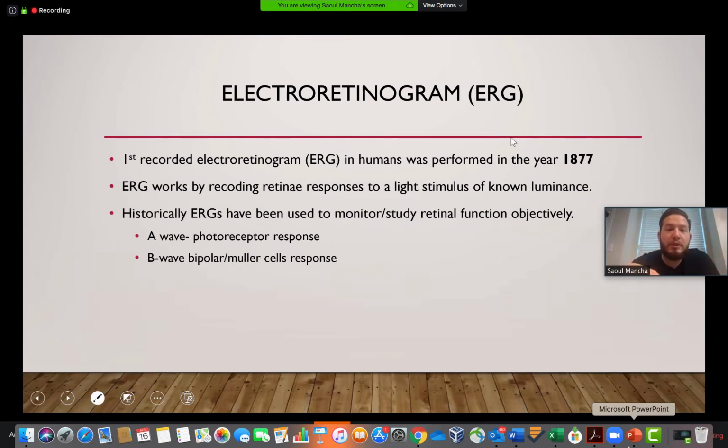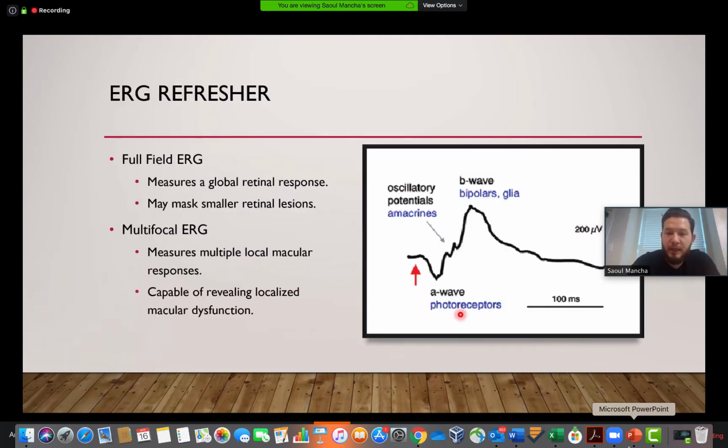ERGs, the electroretinograms, just like the nomenclature tells you, give you a function. It's going to give you what's going on inside the retina itself whenever we flash a stimulus of known luminance. Typically we have an A wave; the next picture will show this a little better. The A wave is the photoreceptor response, down here, the first negative response. The oscillatory potentials give you a representation of how well the amacrine system is functioning. And then the B wave is more the inner retina, the bipolar cells and the glial cells.